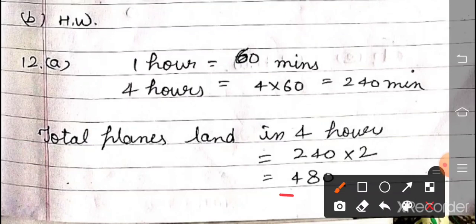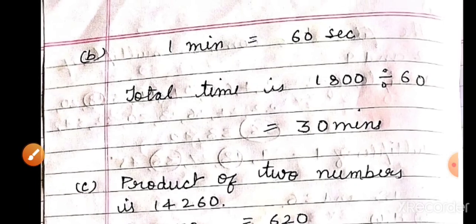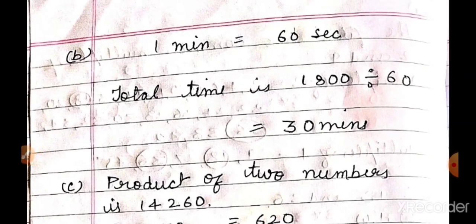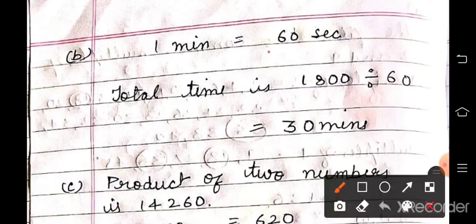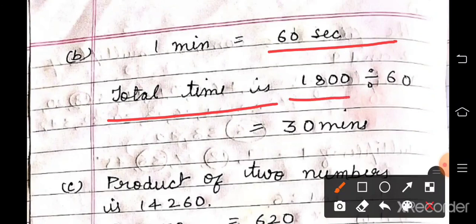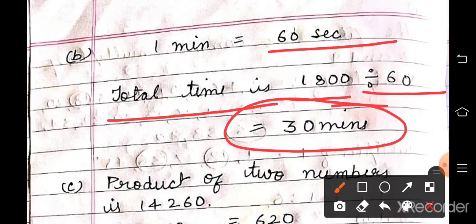Now B part: each period in a school lasts 1800 seconds. How much time is that in minutes? So 1 minute equals 60 seconds. Now total time is 1800 divided by 60. Total time is 30 minutes.